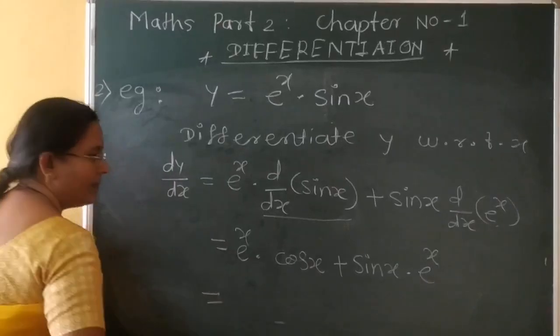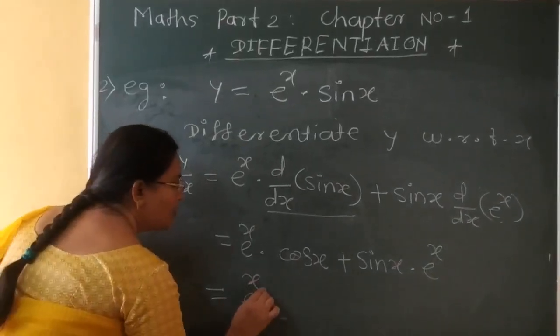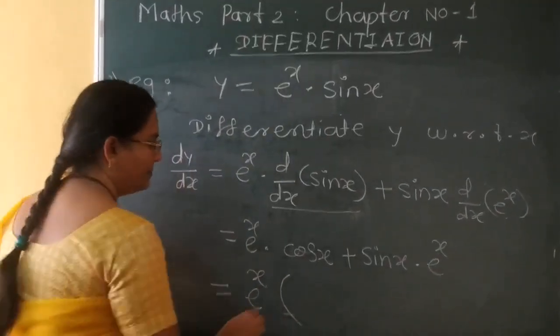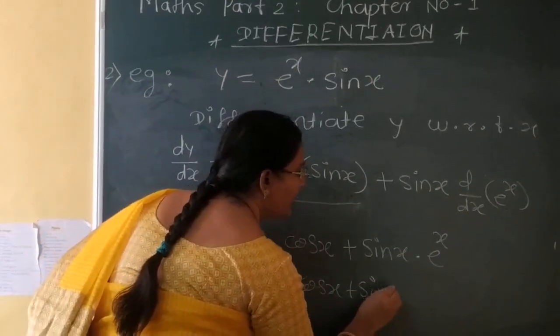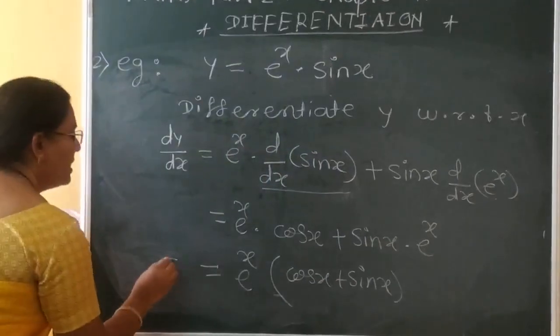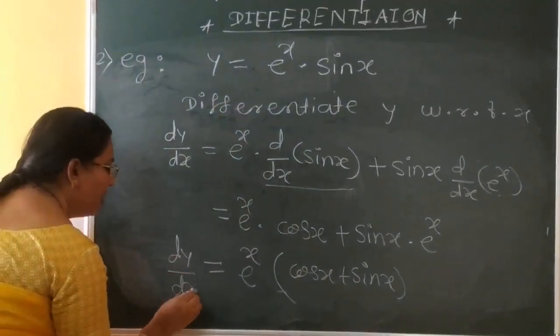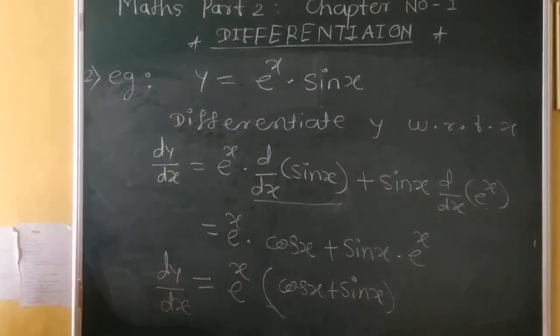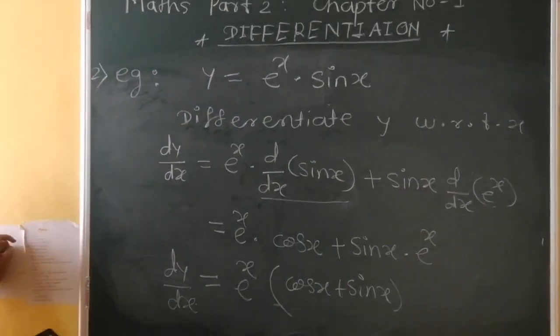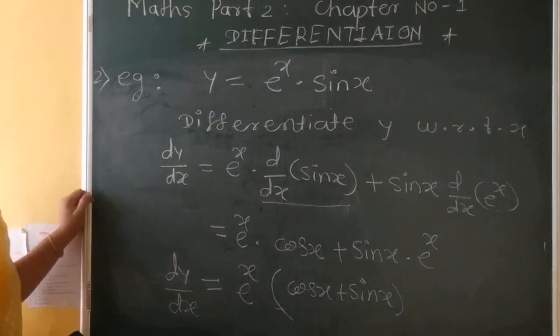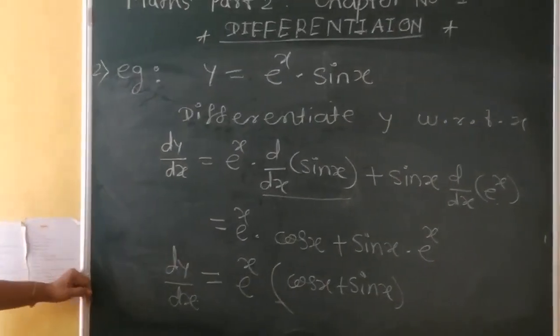Then by simplifying, we get e raised to x common from these two, with cos x plus sin x in the bracket. This is the derivative of the product by using the product rule for differentiation. Go through this example and take it down.